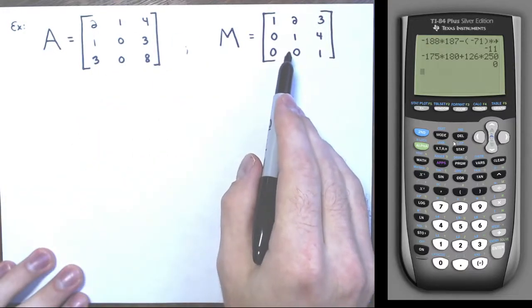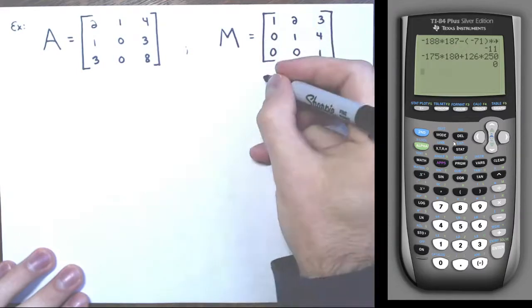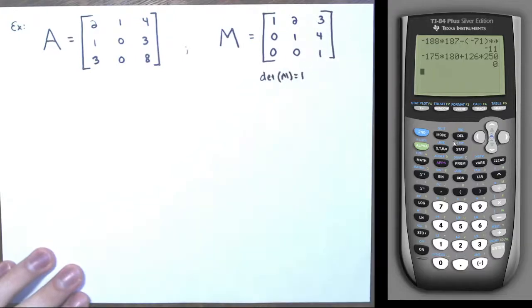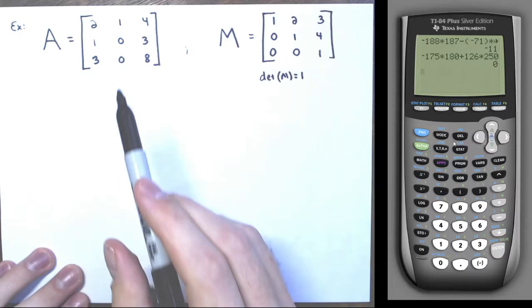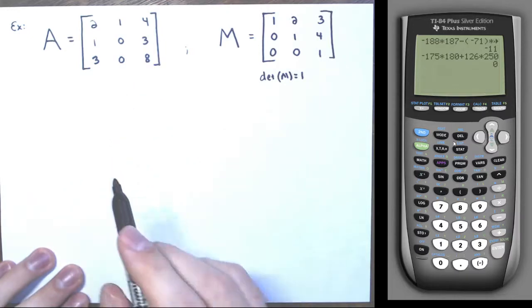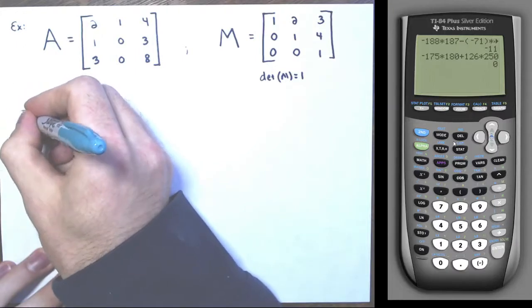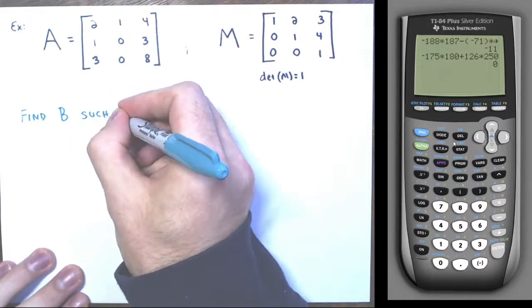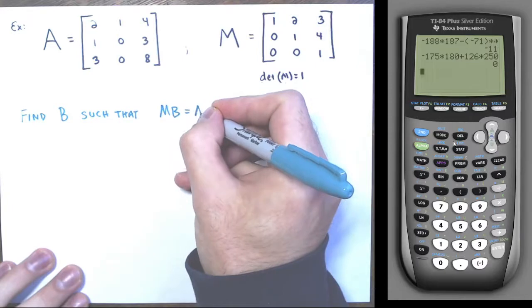Now again, this is an invertible matrix. It's an upper triangular matrix, right? The determinant of M over here is 1. It's invertible, right? The determinant's not 0. And I'm asked to use this to find some matrix that's similar to matrix A. All right, so I want to find B. Again, I'm trying to find some matrix B such that M times B equals A times M.